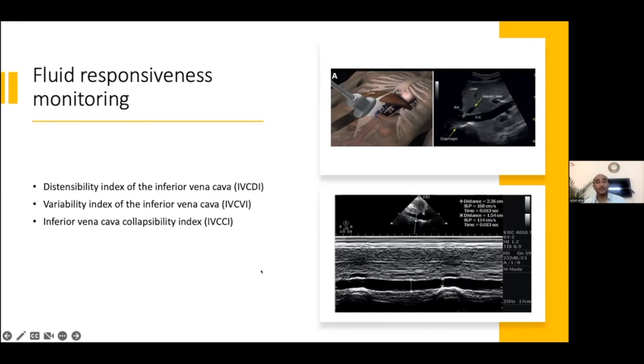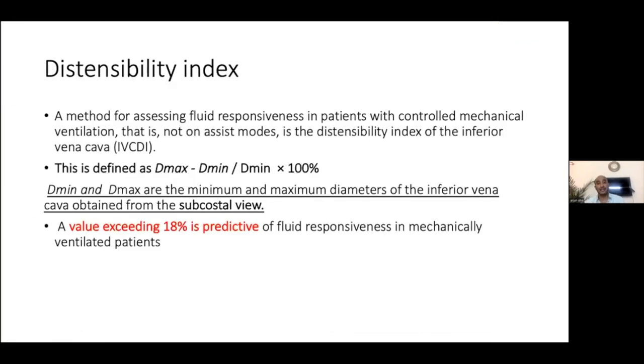So the first one is the distensibility index. As a calculation, it is D max, that is the maximum diameter of the inferior vena cava, minus the minimum diameter, divided by the minimum diameter, multiplied by 100%. A value exceeding 18% is predictive of fluid responsiveness in mechanically ventilated patients.